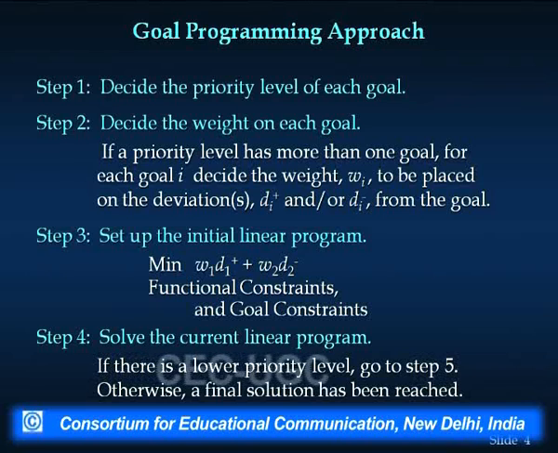Now we will find the solution to the linear program. If there is a lower priority level, go to step 5, otherwise the final solution has been reached. In these 5 steps, we will be finding a solution to our goal programming problem.